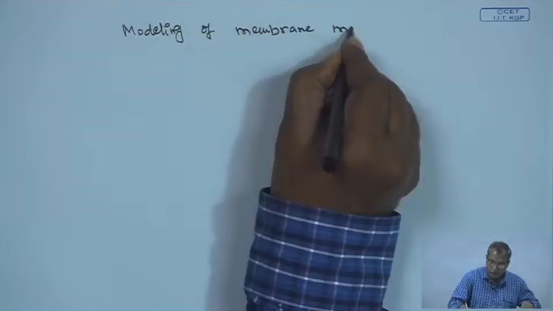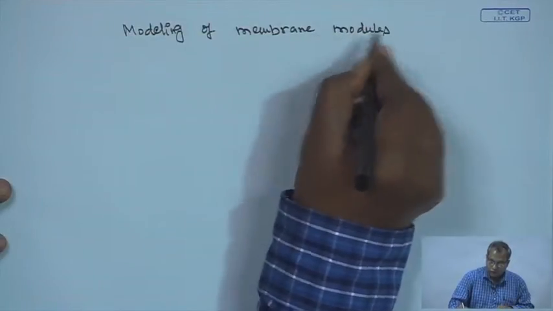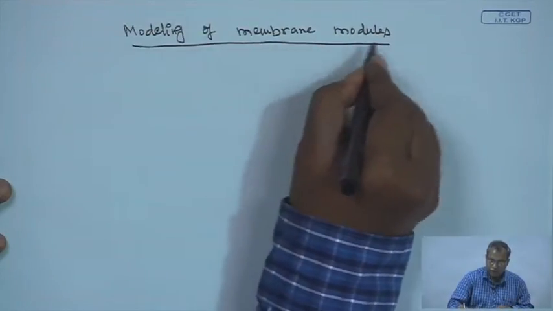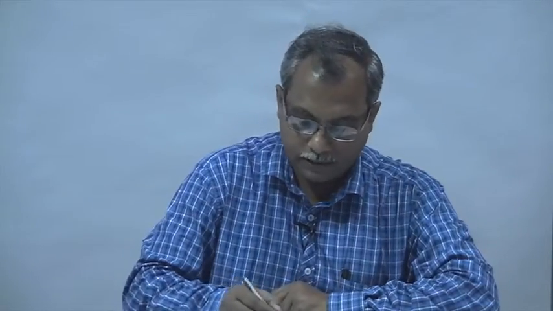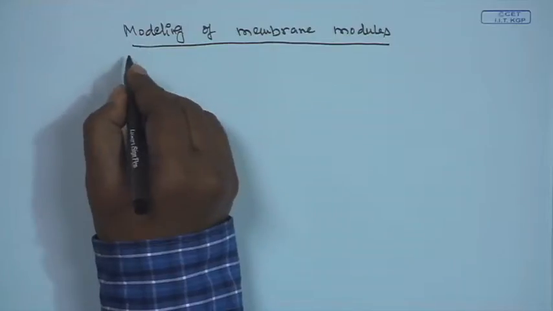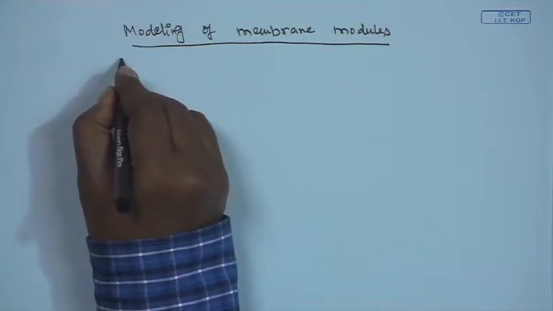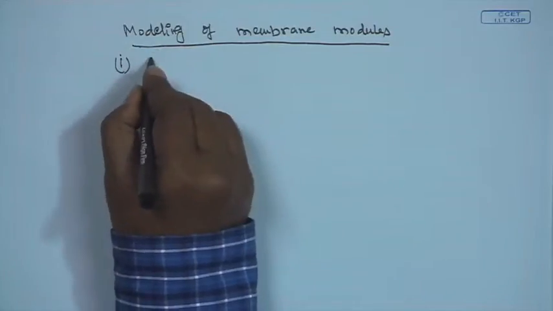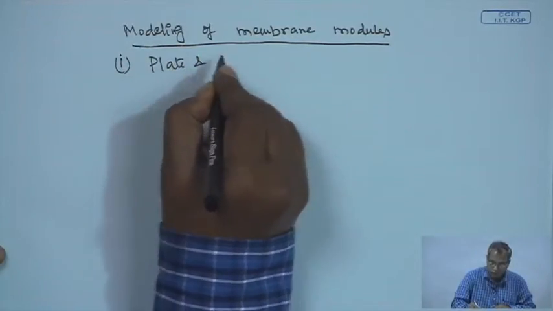Membrane modules. So, what are the modules? As we have discussed earlier, the membrane modules are basically the housing of the membrane, and all these membrane operations occur under high pressure. So, a housing of the membrane is required, and membrane housings are really complicated. There are some well known modules. This membrane housing is known as the module.